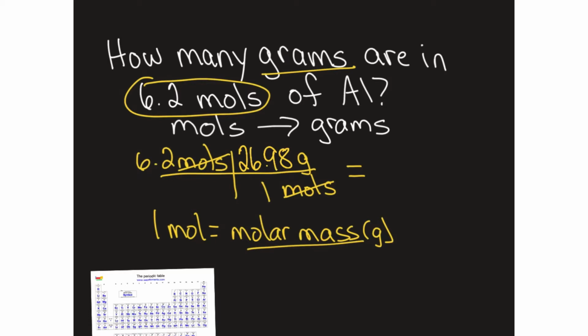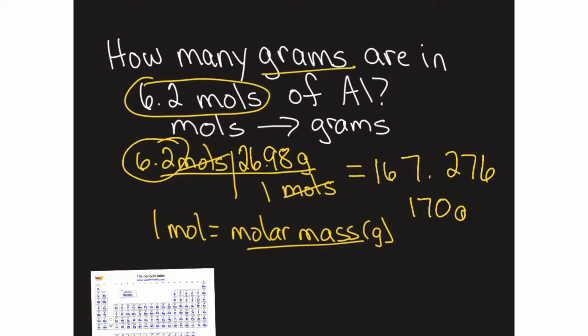At this point, we need to get your calculator. You're going to put 6.2 times 26.98, and your calculator will give you 167.276. All right, well, this is way too many digits. So we need to look at the number we started with, which is 6.2. That tells us we can have 2 significant figures. So we need to take this number and only have 2 significant figures. That would mean we're going to have to say 170 grams.